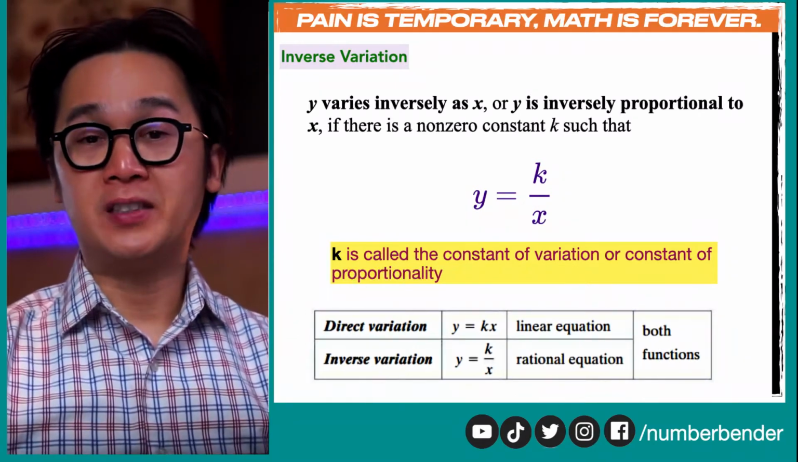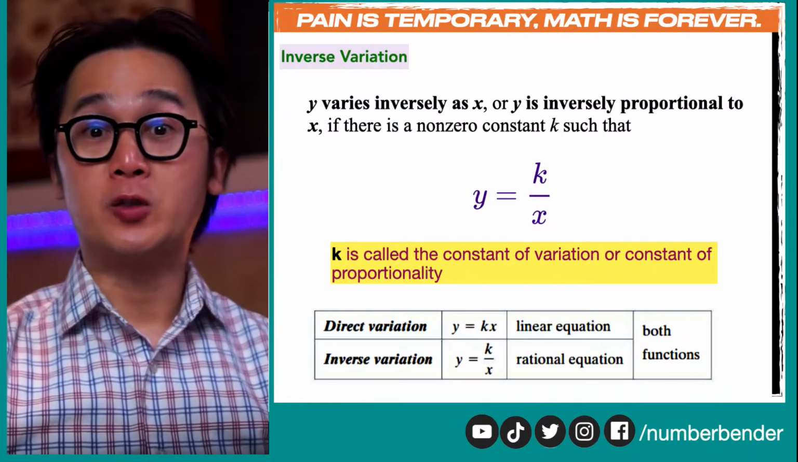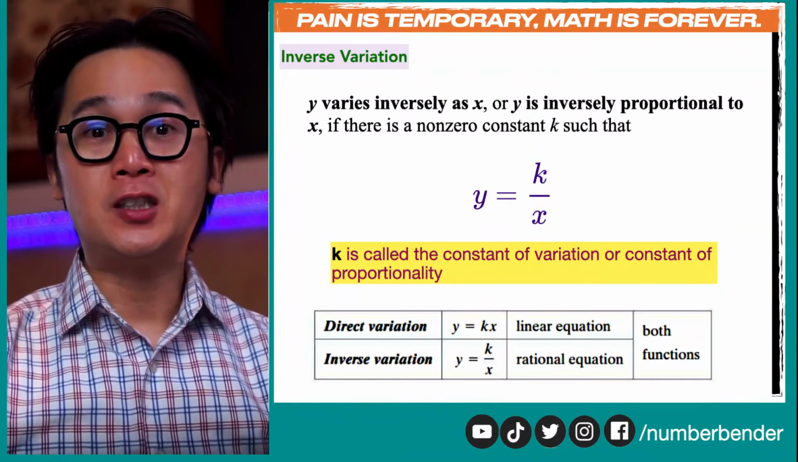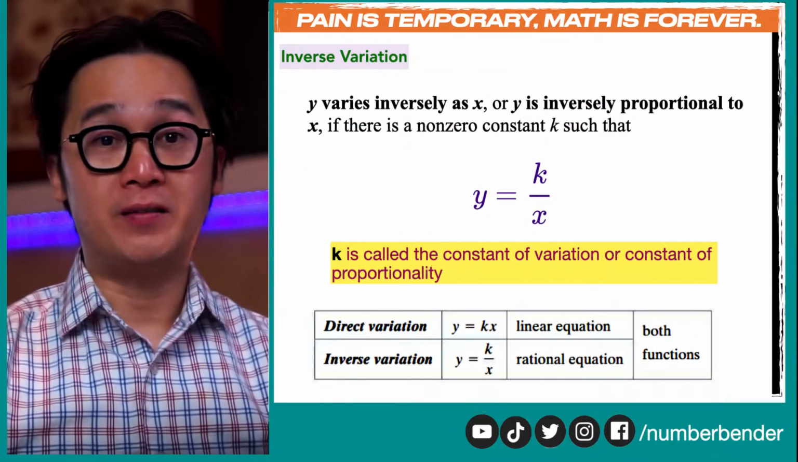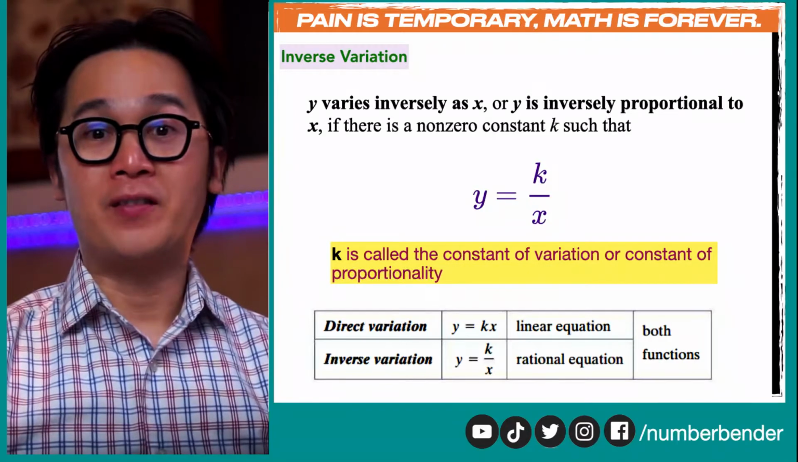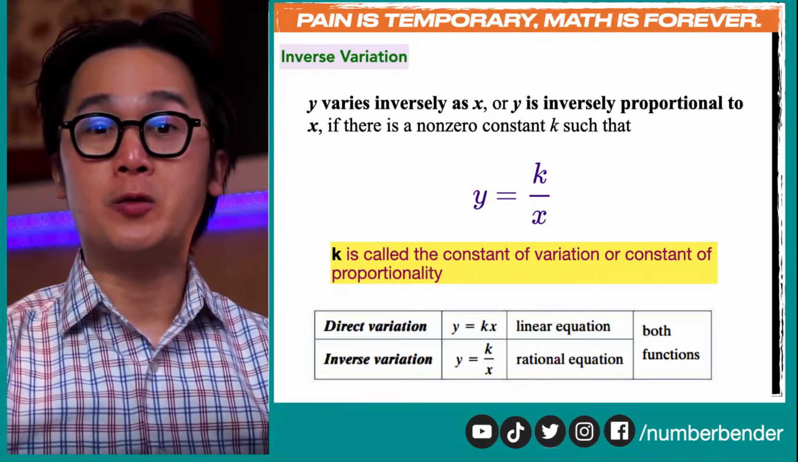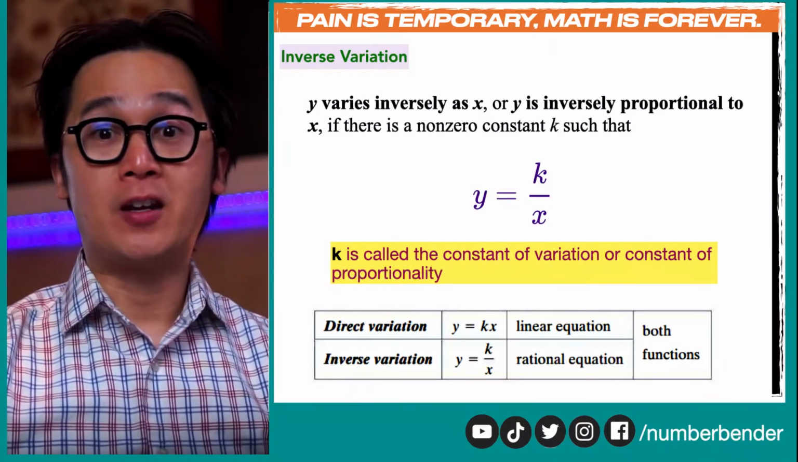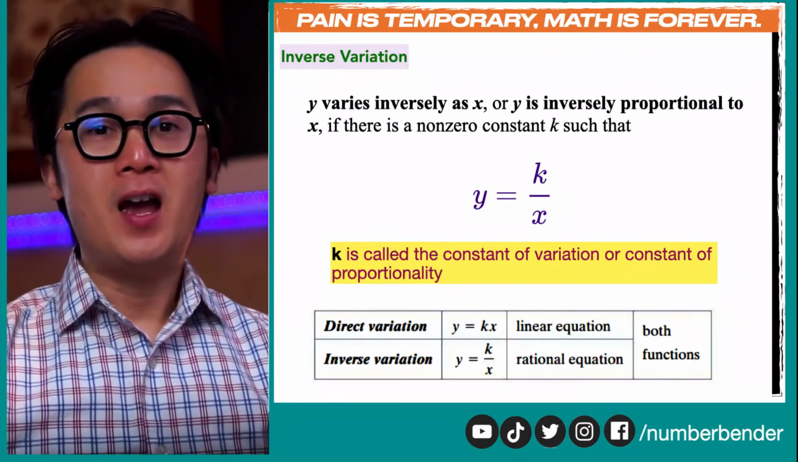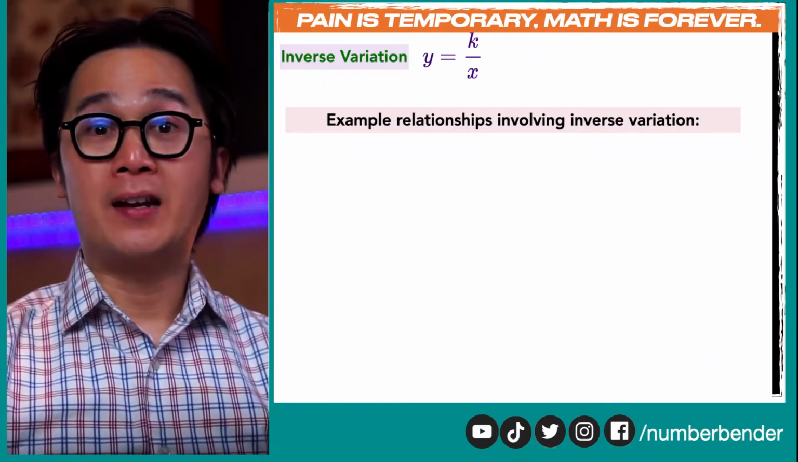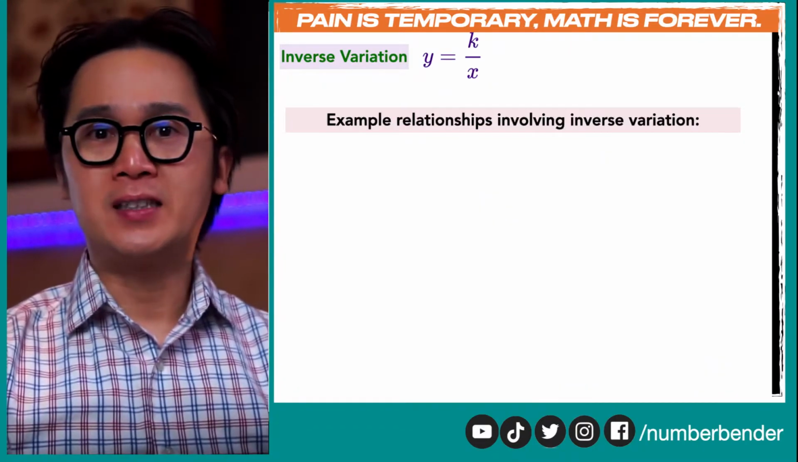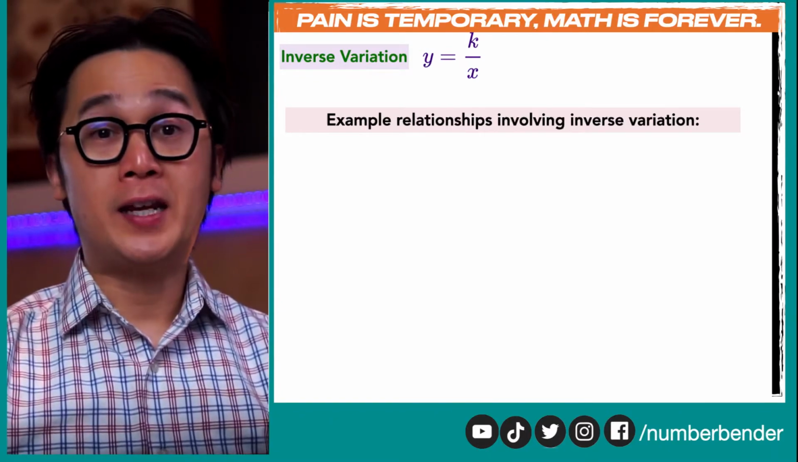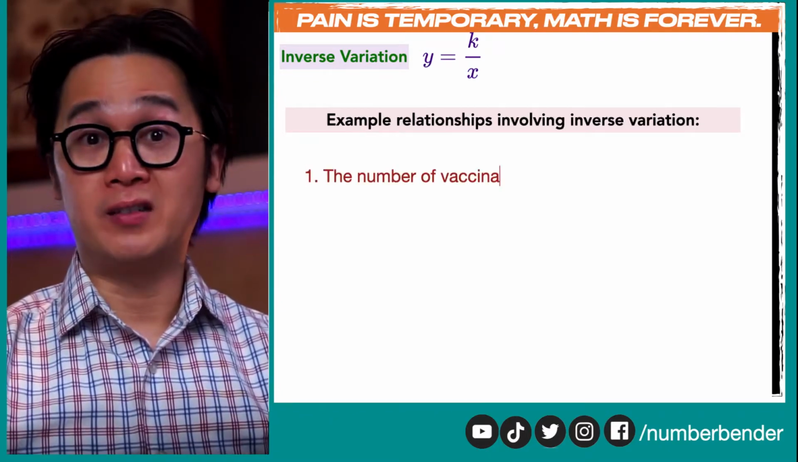Now, from our previous lesson, we used y equals k times x for a relationship considered to be direct variation. And if we have inverse variation, we're going to be using y equals k all over x instead. So to understand this type of relationship better, let's have some examples of relationships involving inverse variation.